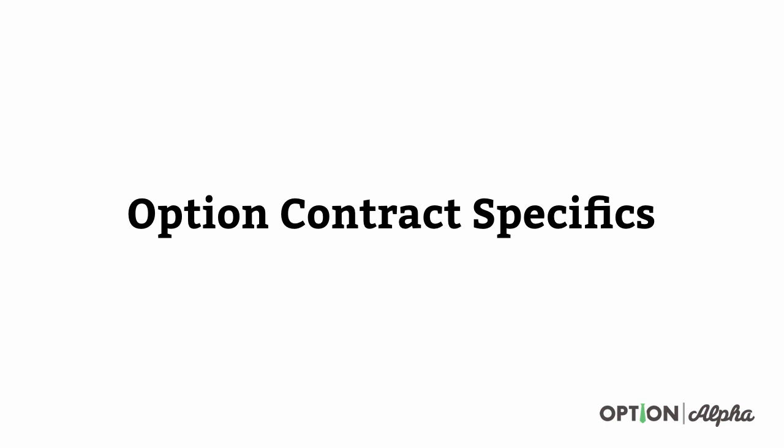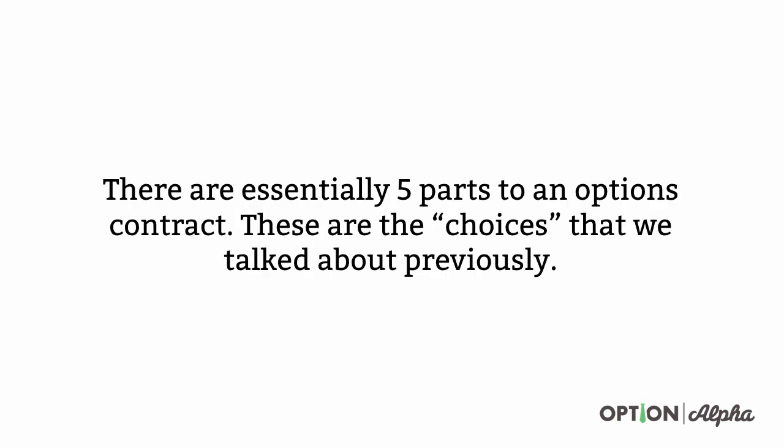contract specifics. Now, there are essentially five parts to an options contract, and these are the quote-unquote choices that we've talked about previously in other videos, and I think it's really important that we go through this again as we wrap up part one in track one here and start laying the foundation for what we're going to start getting into a little bit more as we go deeper and deeper into this beginner track.